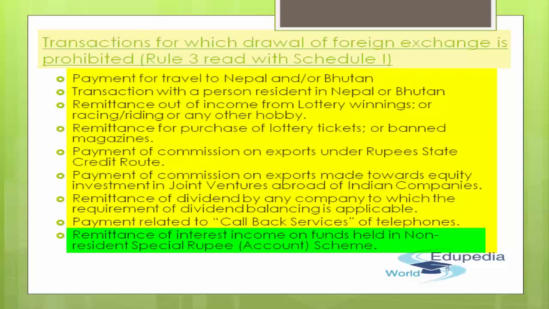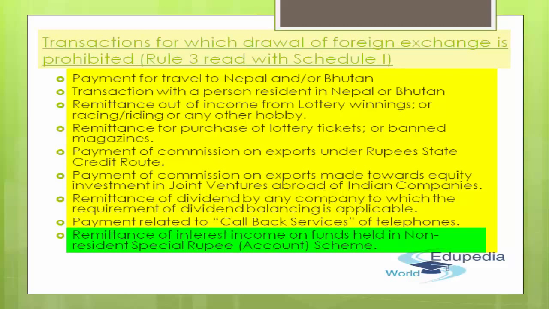That remittance of interest income on funds held in the non-resident special rupee account scheme is just not possible. Why? Because the drawal of foreign exchange is prohibited in this case. The government basically wants your funds blocked in India itself, so you can help the Indian economy grow as far as foreign exchange is concerned. So these are the transactions for which the drawal of foreign exchange is prohibited. That means foreign exchange cannot be used for such purposes.